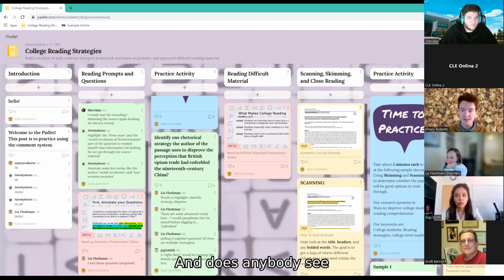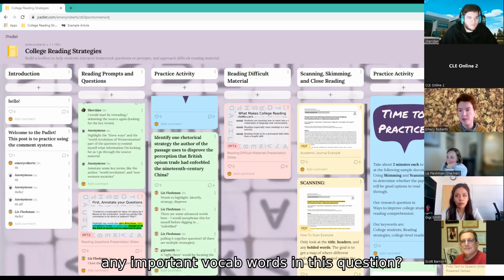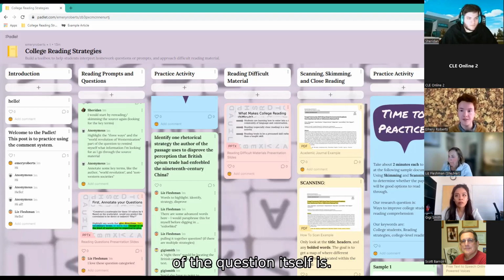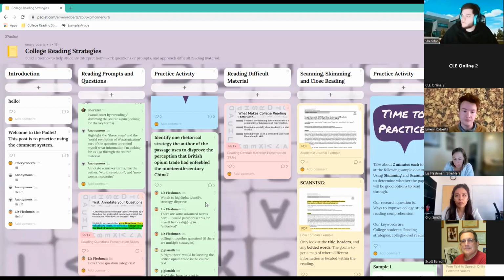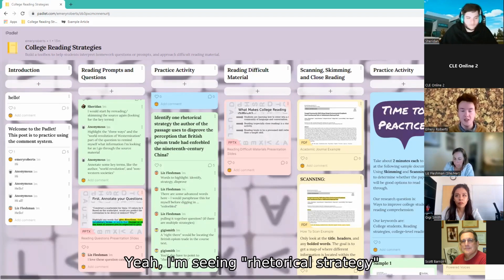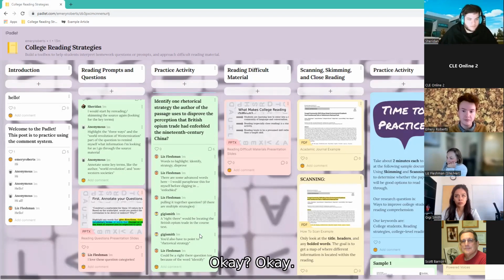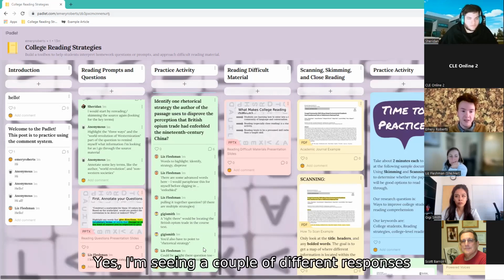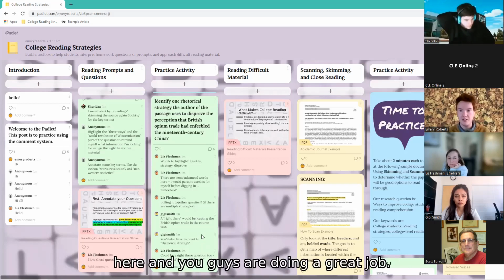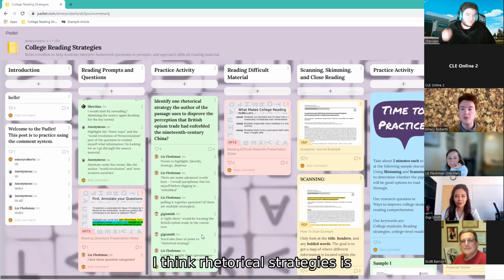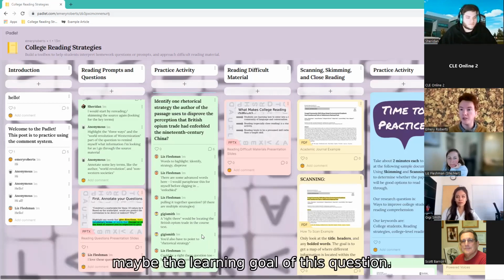Okay, does anybody see any important vocab words in this question? That's maybe what the learning goal of the question itself is. Yep, I'm seeing rhetorical strategy highlighted there. Okay. Yeah, so I'm seeing a couple different responses here, and you guys are doing a great job. I think rhetorical strategies is maybe the learning goal of this question.